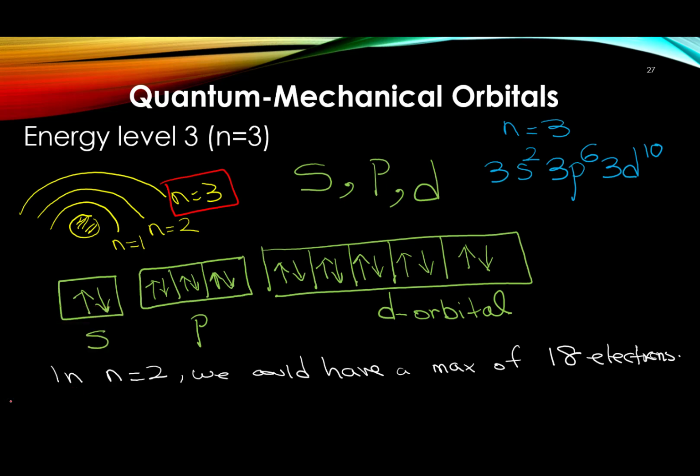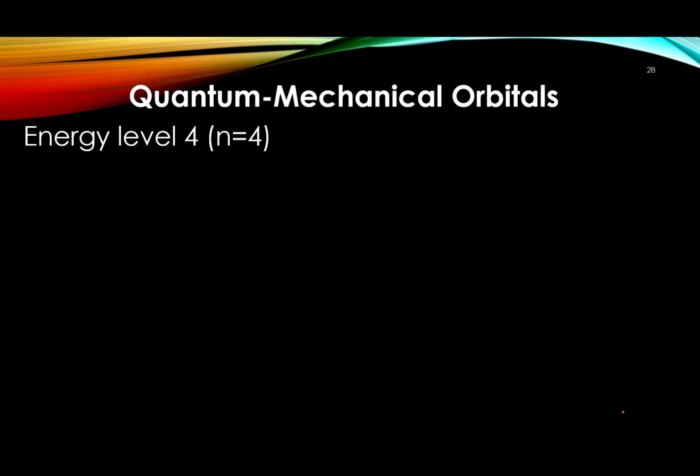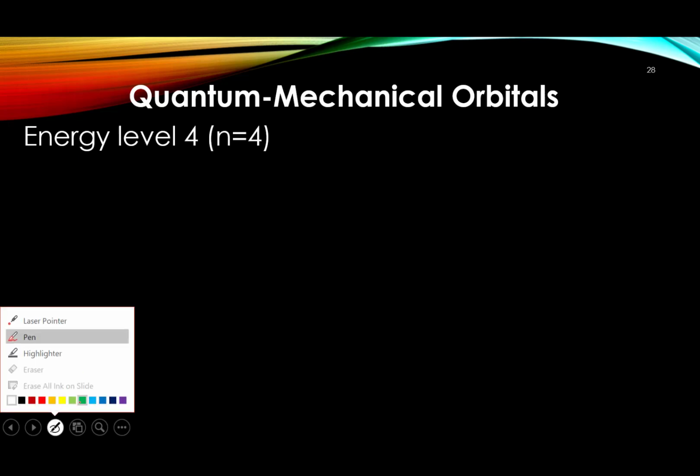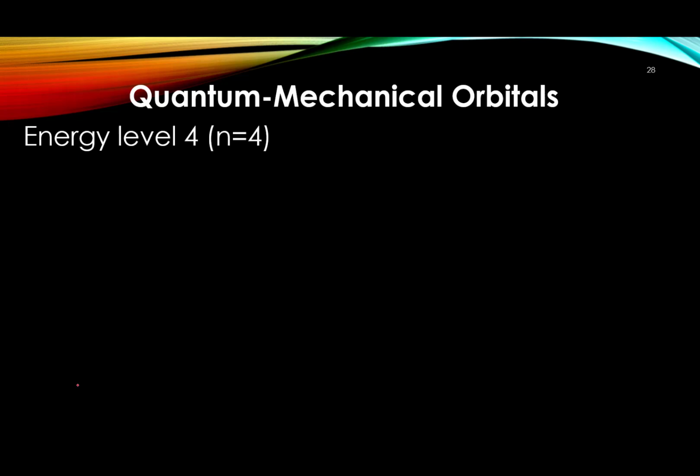Let me include that. Why 18 electrons? We have 2 plus 6 plus 10. Okay, that's S, that's P, and that's D. Okay, let me make it smaller. All right, now let's talk about energy level 4. In energy level 4, what we have, okay, let me talk about energy level 4.